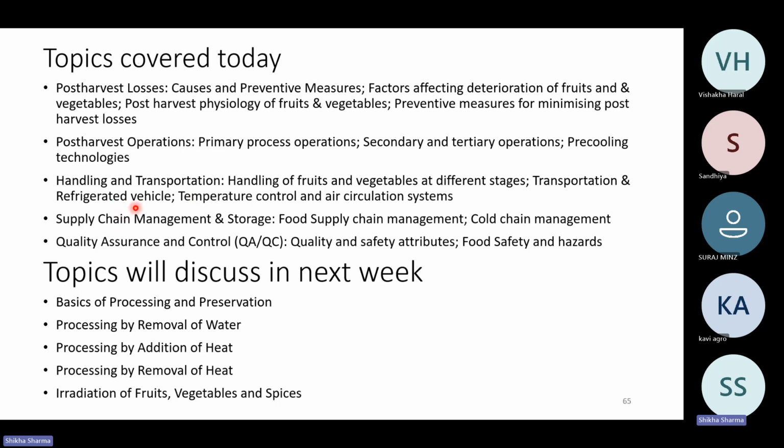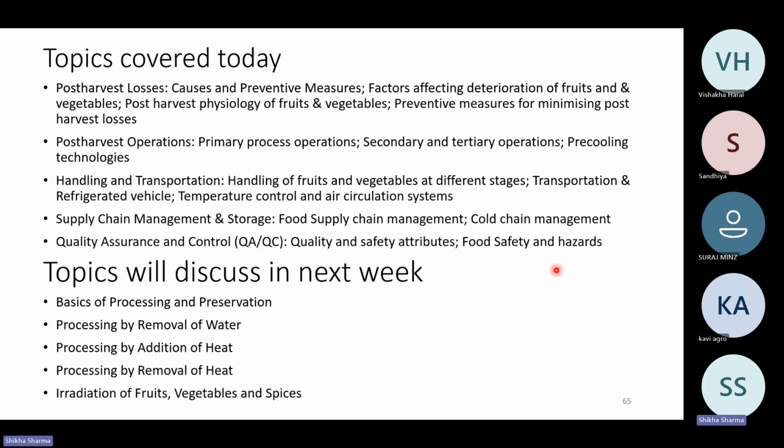We discussed the air circulating system in a refrigerated vehicle, like the top air circulating system and the bottom air circulating system. And then we discussed supply chain management and storage. In that, we discussed chain management and cold chain management. Then we discussed food safety and hazards.